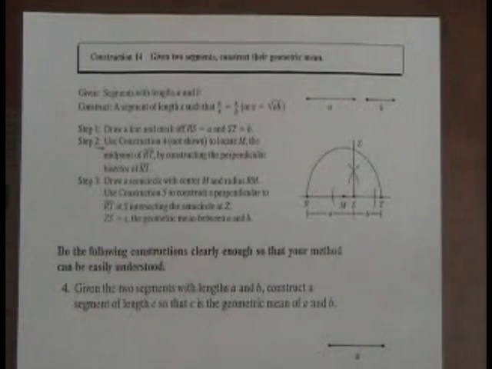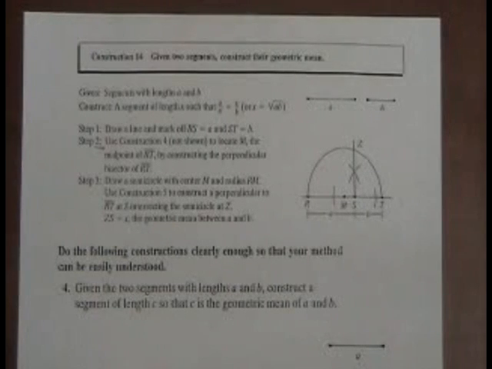All right, kids, hallelujah. This is the last one. I'm happy, and I know you are too. This is construction 14, and it says, given two segments, construct their geometric mean.